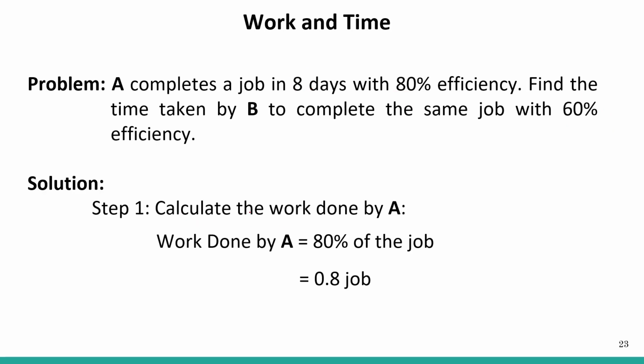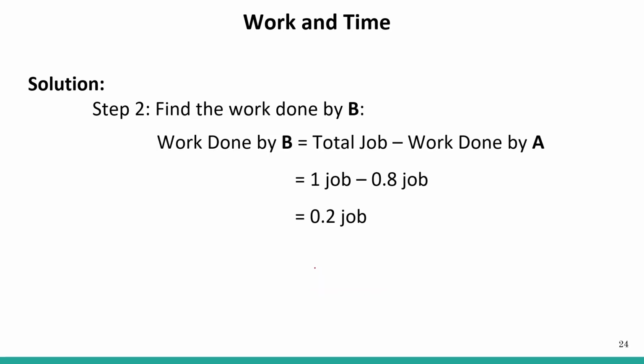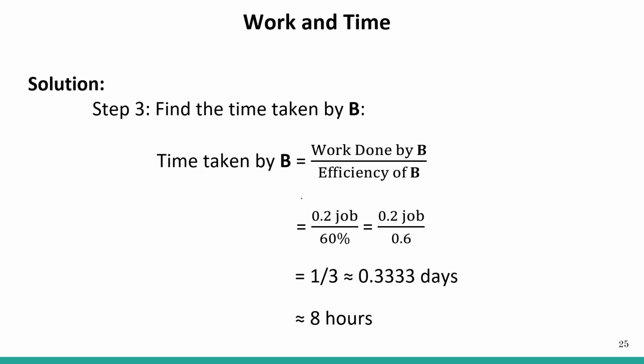In step 1, we calculate the work done by A. Work done by A is equal to 80% of the job, that is 0.8 job. Work done by B is equal to the total job minus work done by A, which is 0.2 job. Time taken by B is equal to work done by B by efficiency of B, 0.2 job by 0.6, which is 1 by 3, that is 0.333 days, that is equal to 8 hours. So 8 hours is the correct answer.